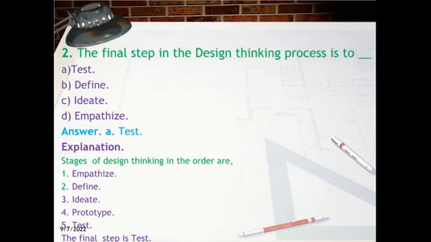2. The final step in the design thinking process is to: A. Test. B. Define. C. Ideate. D. Empathize. Answer: A. Test. Explanation: Stages of design thinking in order are 1. Empathize, 2. Define, 3. Ideate, 4. Prototype, 5. Test. The final step is test.